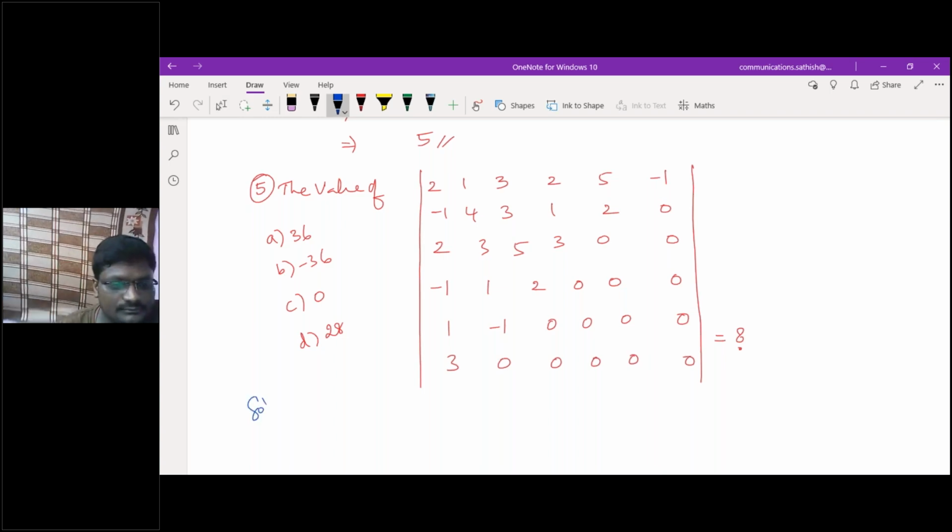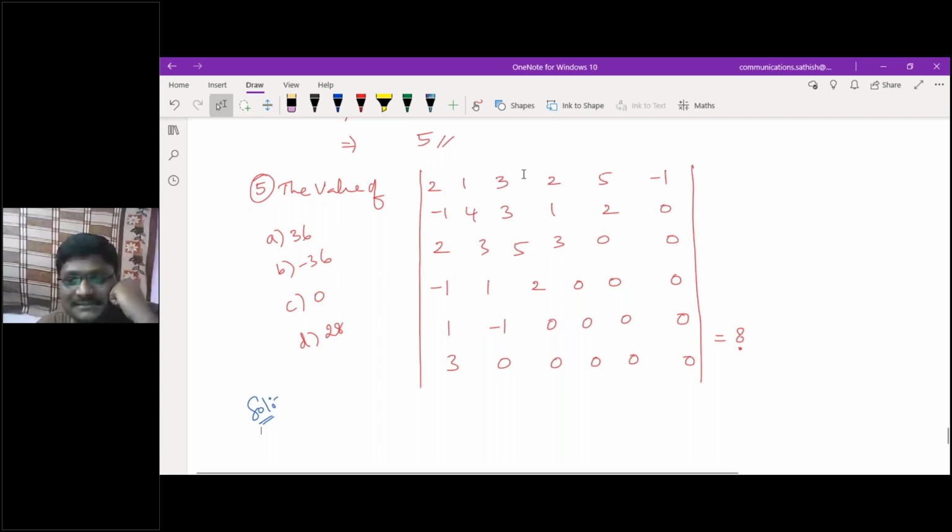The product of diagonal elements. Product of diagonal elements. Why? Because it is an upper triangular matrix.